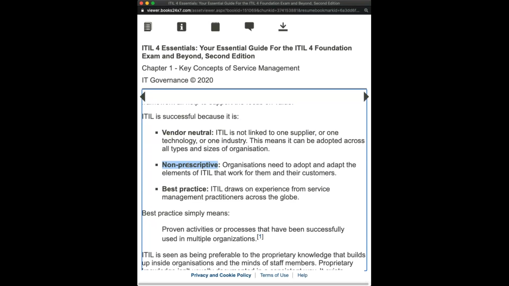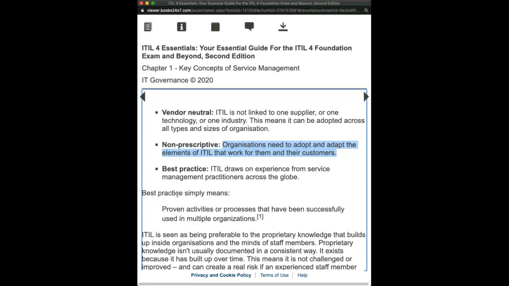Okay, it is non-prescriptive, right? Organizations need to adopt and adapt the elements of ITIL that work for them and their customers, right? They cannot just go ahead and use it and it will be magic, right? They have to tailor fit it to their customers' needs, meaning they still have to tweak the framework. They still have to listen to their customers to ensure that they are delivering value-added IT services, right?